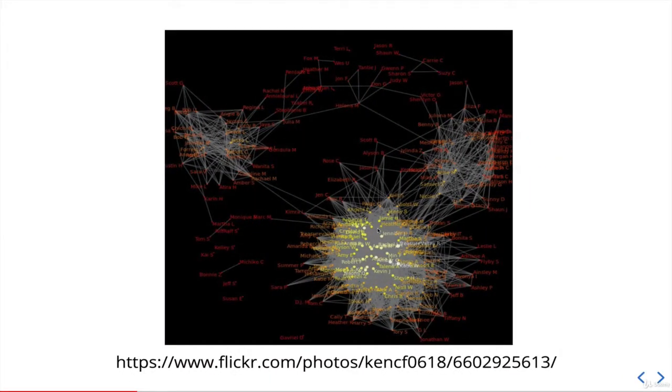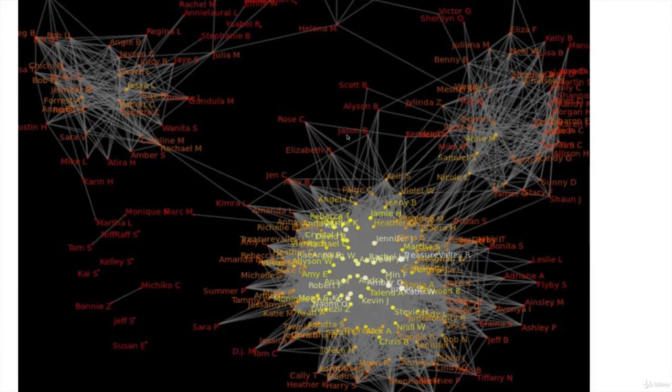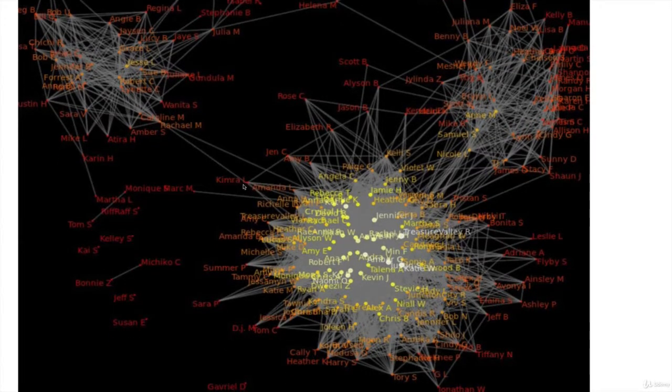So this is a visualization I found on Flickr. There's many of these out there, but this was one of the only ones I found that had a license that allowed me to use it. And I think this was somebody, Ken CF, I think was their name, who modeled, I don't know if it was Facebook or what social network, their connections between their friends. I think it was Facebook. And so each dot on here, each little node is a person, like Kimra L. And then you can see all the connections that Kimra has to other friends.